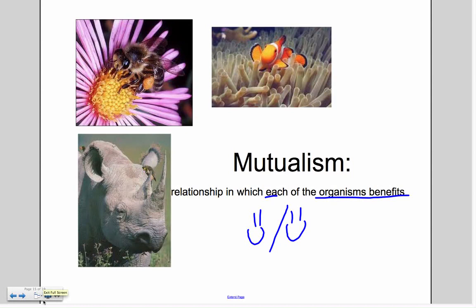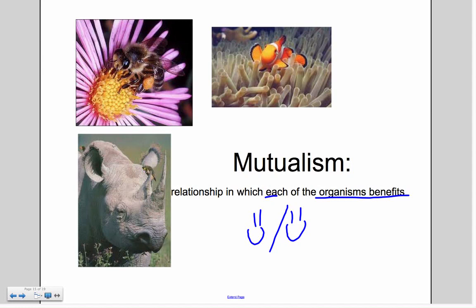This is where both animals in the relationship benefit. They get something from it. So the honeybee gets pollen in order to make honey and a habitat for himself. And the flower actually gets the pollen from being on the legs of the bees to go to other flowers. So the bee actually helps with the reproduction of these flowers.